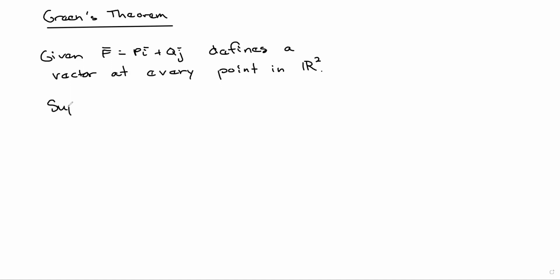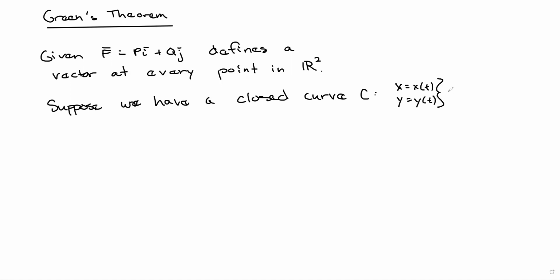Suppose that we also have a closed curve C. And we'll say that's defined by x equals x of t, y equals y of t. And if you combine them, you could define vector function r of t, with t defined from a to b. And C is oriented counterclockwise around region D.